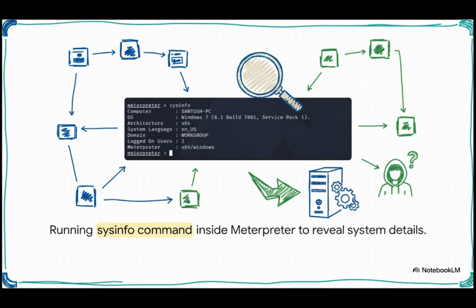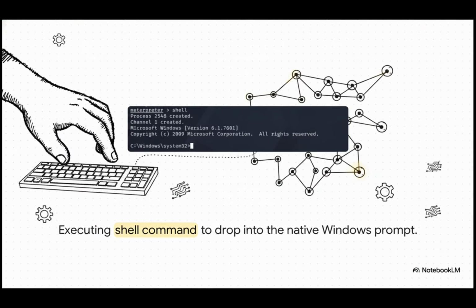Windows 7, 64-bit architecture, computer name Santosh-PC. The attacker is getting the total lay of the land. Then, by typing the simple command shell, the attacker drops right into the native Windows command prompt. Look at that classic C:\Windows\System32 prompt. It is literally as if the attacker pulled up a chair and is physically sitting right at the target's keyboard. They're inside the machine's brain.